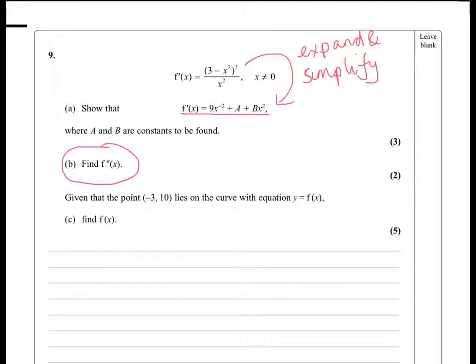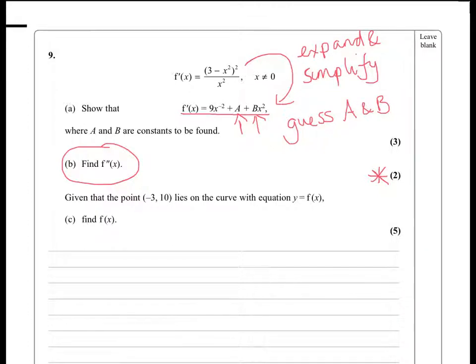Now, if you couldn't work that out, say, so f dash of x, if you couldn't simplify it or you just don't know what to do, you could guess reasonable numbers for a and b, which would allow you to work out this part. Now you may not get the full 2 marks, but you would get a method mark for differentiating again.